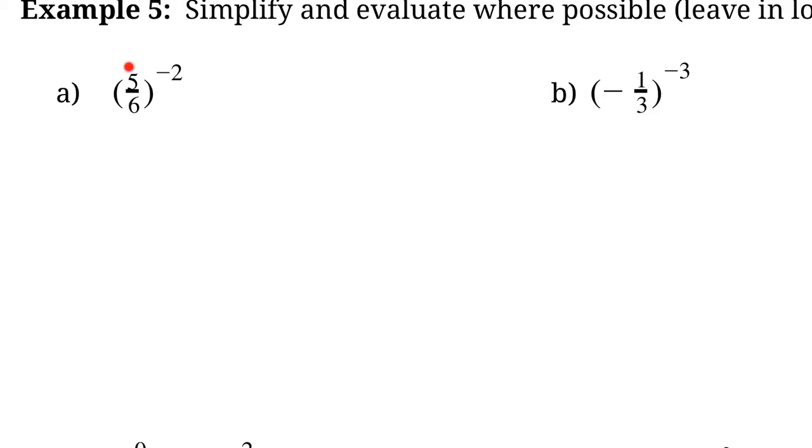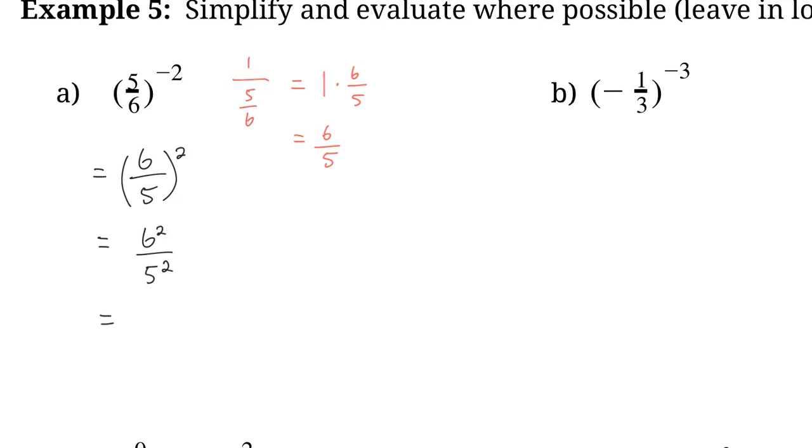In our next example, we have 5 over 6, all to the power of negative 2. And if you rewrote this as the reciprocal, 1 over 5 over 6, the reciprocal is the same thing as 1 multiplied by 6 over 5, which is just 6 over 5. So we can rewrite this as 6 over 5 to the power of 2, a positive exponent. And that 2 applies to both the numerator and denominator. So this is 6 to the power of 2 over 5 to the power of 2, which is just 36 over 25, and that cannot be simplified any further.